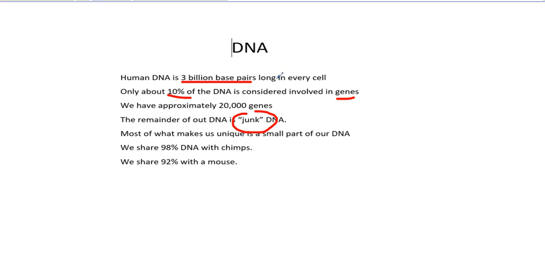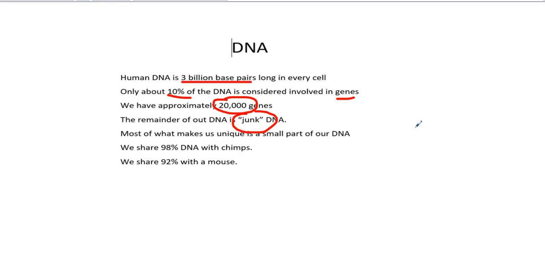How many genes? Well, probably about 20,000 genes. Now, the estimate of number of genes has really come down. I remember at one point it was like 150,000 genes, they thought. And now we're down to 20,000. But we'll stick with that number.